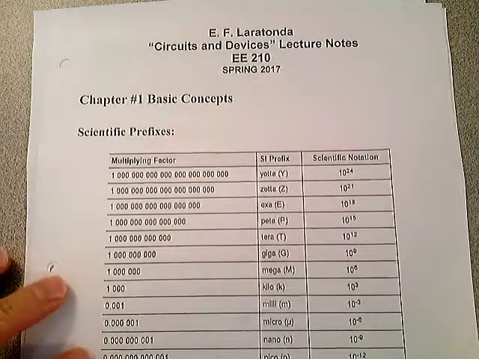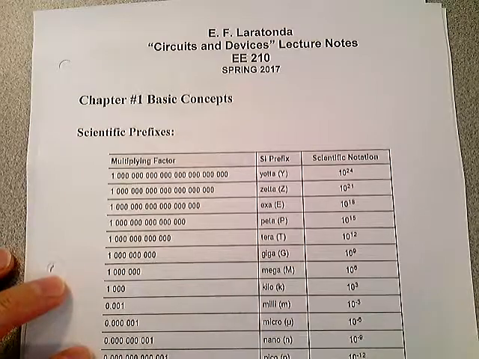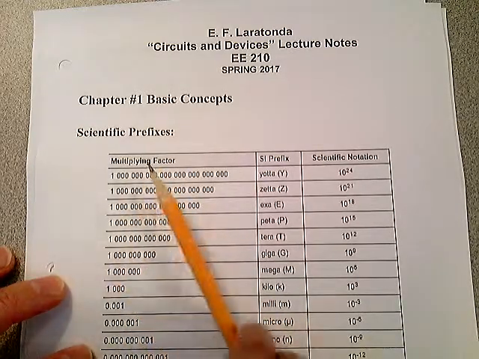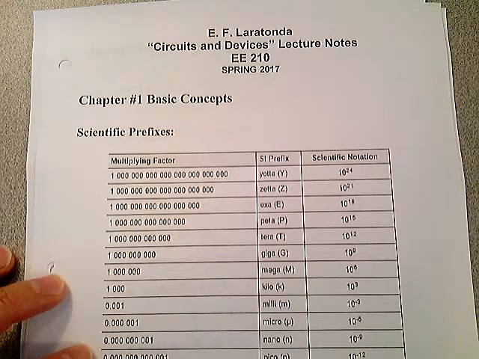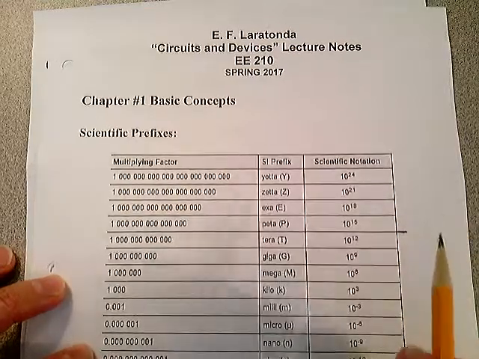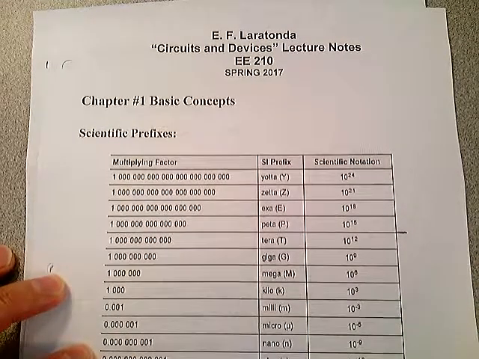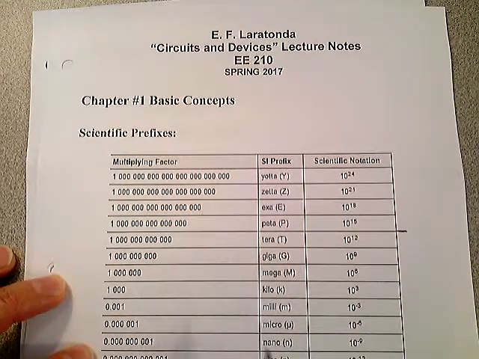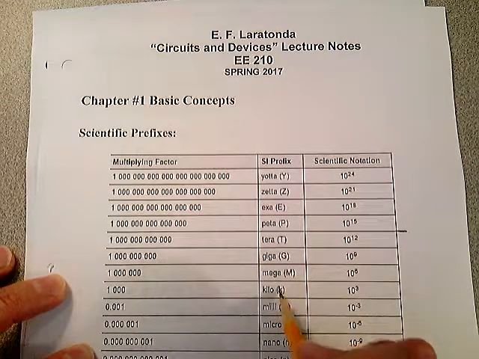We're going to start with scientific prefixes. I listed the majority of the scientific prefixes here on this table, but realistically in electrical engineering we're only going to be working from 10 to the 12th down to 10 to the minus 12. So the only prefixes that you'll be responsible for are the tera, the giga, the mega, and the kilo. And that should be a capital K right there.